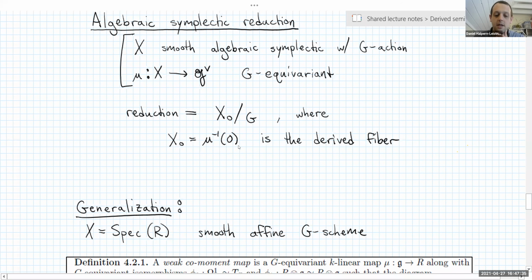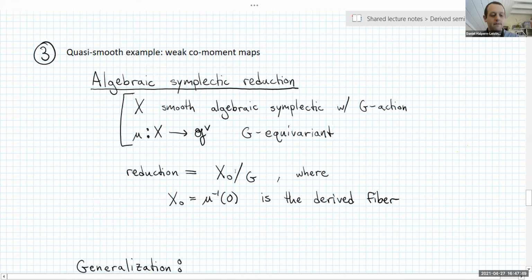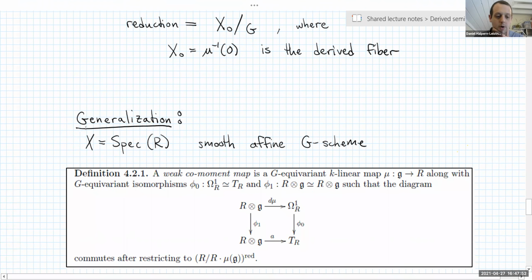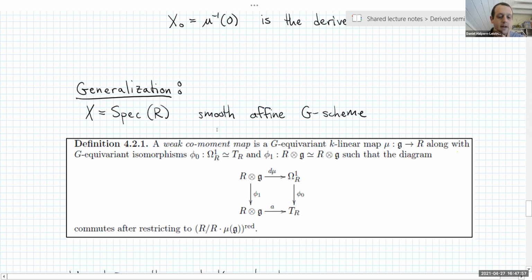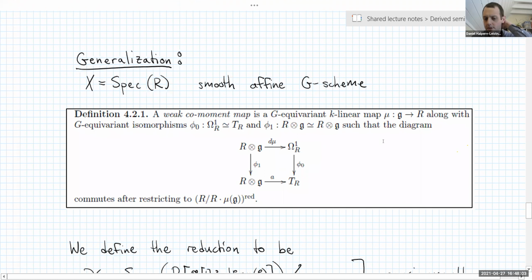And I can define my reduction to be: I take the derived zero fiber, and then I take the quotient. So this is a mildly singular derived algebraic stack, but it's not all that fancy. I'll show you a generalization. The one that's relevant for us is this: if you have a smooth affine G-scheme, I'll give you the following definition: a weak co-moment map. It's a G-equivariant linear map along with an isomorphism between the cotangent bundle of this affine scheme and a G-equivariant isomorphism in the tangent bundle.